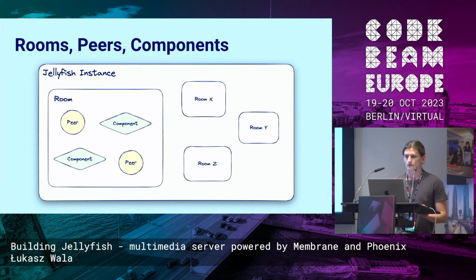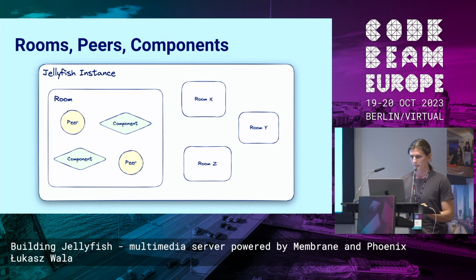All right, so now I'm gonna talk about the building blocks and concepts that we use in Jellyfish, which are rooms, peers, and components. Rooms are basically containers, isolated spaces that can contain other types of elements, which are peers and components. You can think of a room as, for instance, a meeting in your video conferencing solution. I'll be bringing up the video conferencing solution very often in this talk, so you can think of it as something like Google Meet, let's say. And then we have the peers and components.